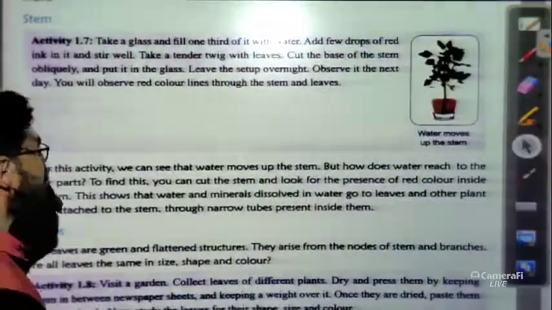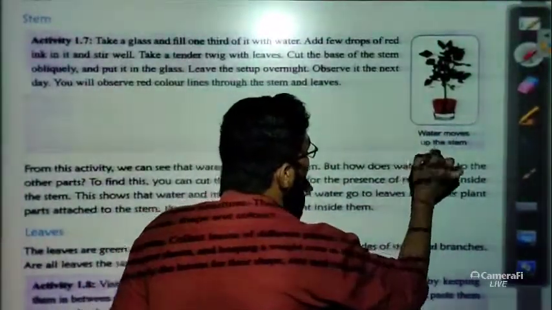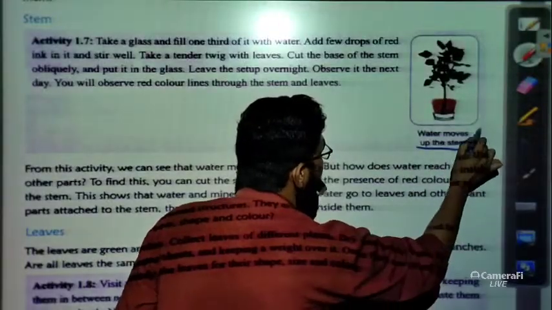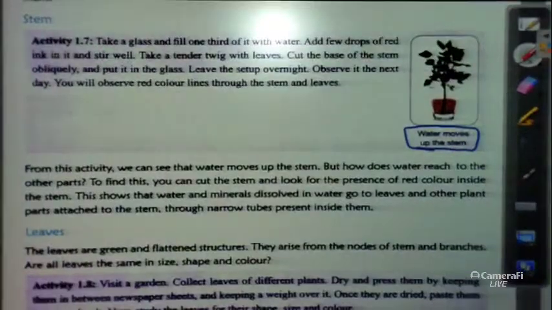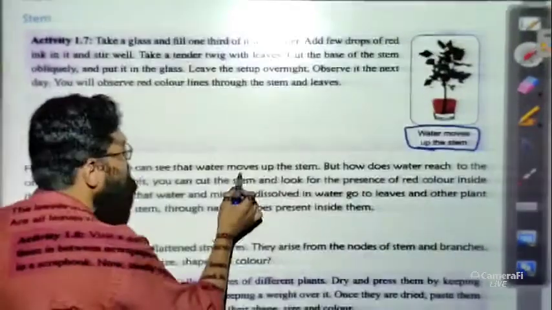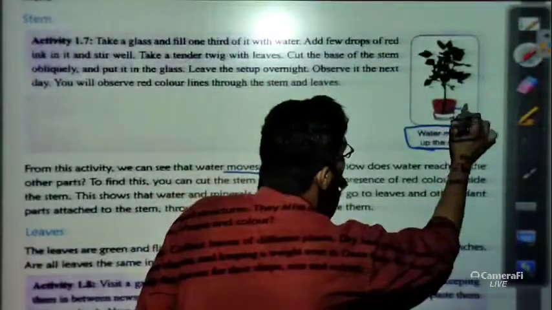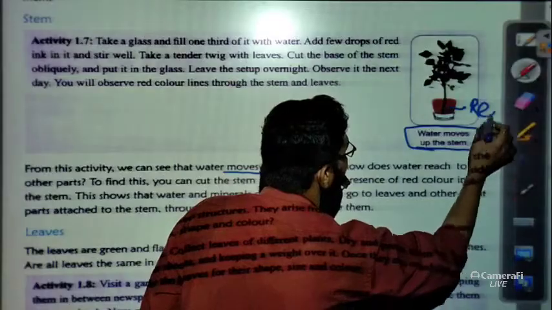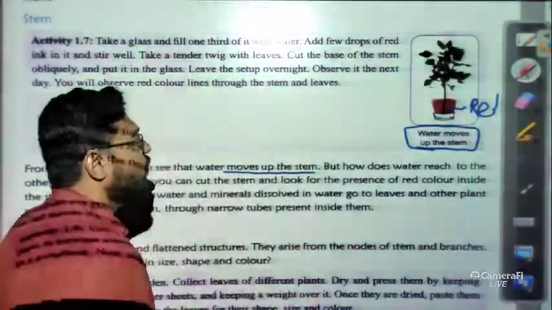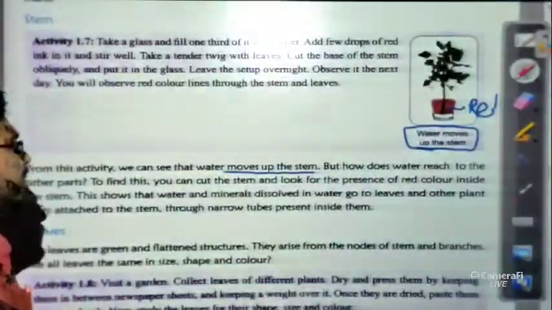You can see the picture here. Water moves up the stem. From this activity we can conclude that water moves up the stem, because we have taken red water here, and this red water goes upward through the stem.